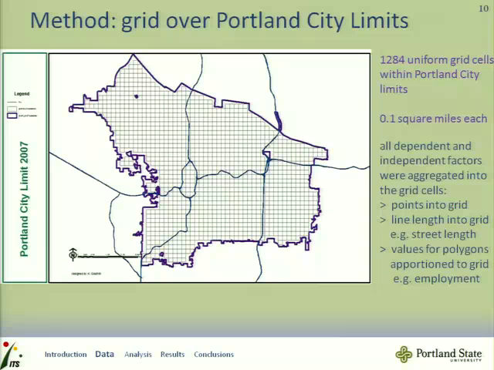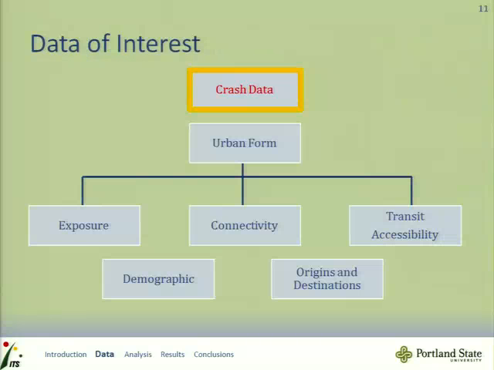So if I had point data, such as crashes, I could determine which grid cell they fell into. If I had line data, such as streets, I could determine which grid cell they were in, and I could aggregate things such as the total street length within that grid cell. And if I had data from polygon shapes, such as population data by census tracts, I reapportioned that polygon data into the polygons of my uniform spatial grid.